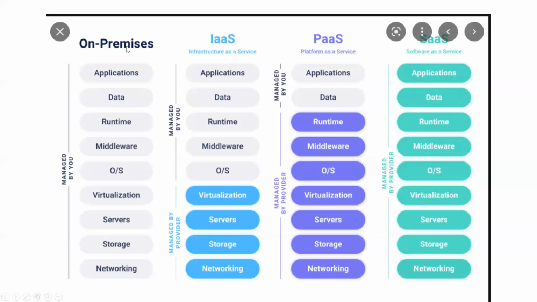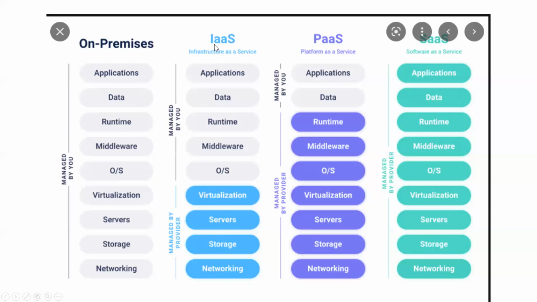So here is a quick difference. You can see that on-premises, everything is managed by you. What do we manage? We manage the applications, the networking, the storage, servers, virtualization, operating system, middleware, runtime, data, and application. We are responsible for all of this. On-premises means we are responsible for all of it.